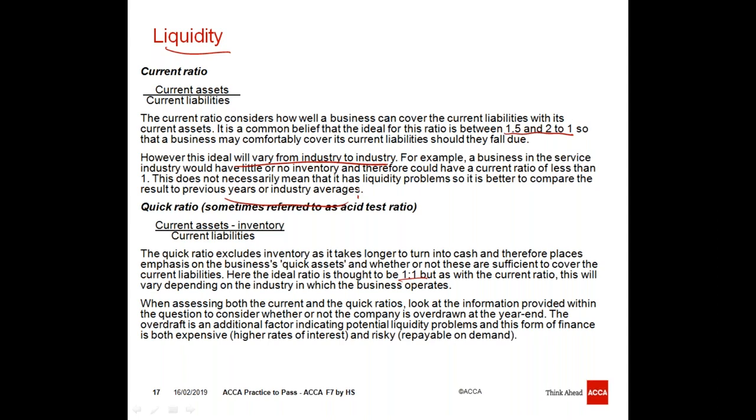Okay, now this is the very important point. When assessing both the current and the quick ratios, look at the information provided within the question to consider whether or not a company is overdrawn at the year end. The overdraft is an additional factor indicating potential liquidity problems. And this form of finance is both expensive, with higher interest rates, and risky, as it is repayable on demand.